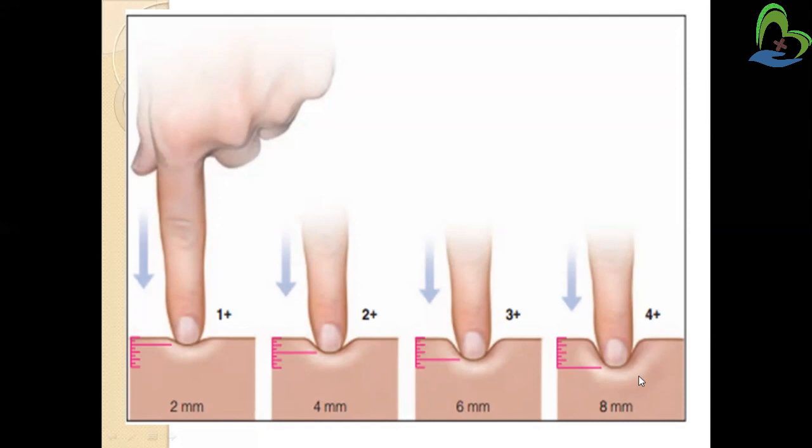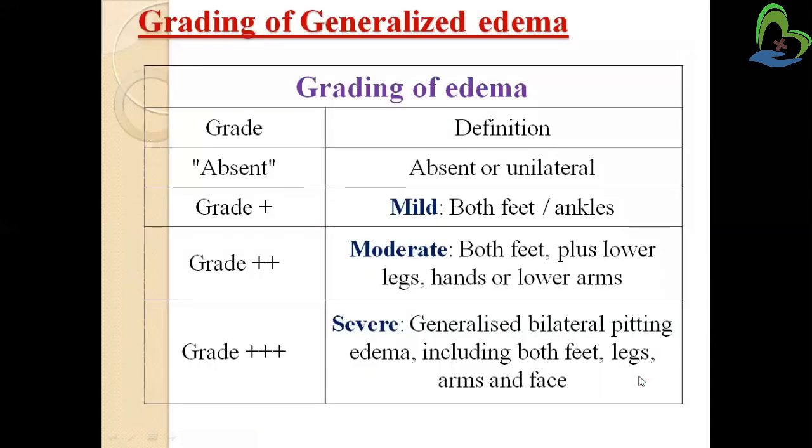Now the grading of generalized edema. Absent means absent or unilateral, and the patient may or may not have edema. Then grade 1 means mild, with both feet or ankle edema.